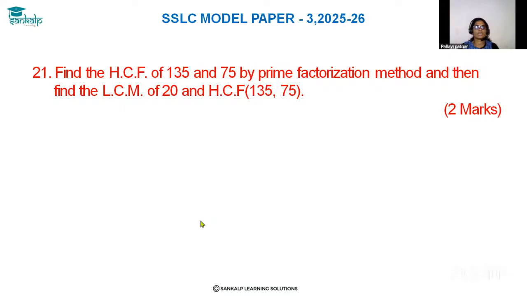Hello everyone. Look at question number 21. Find the HCF of 135 and 75 by the prime factorization method and then find the LCM of 20 and the HCF of 135, 75.